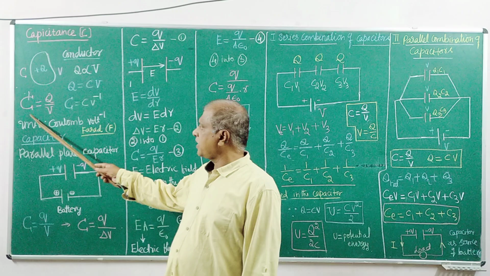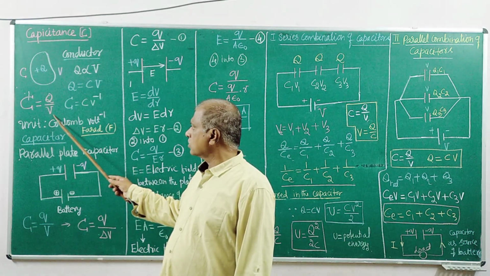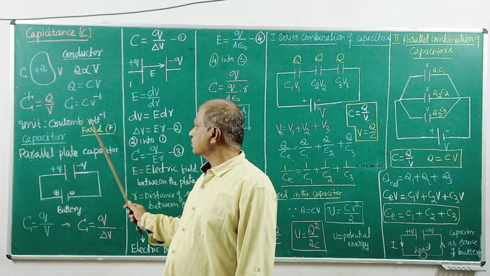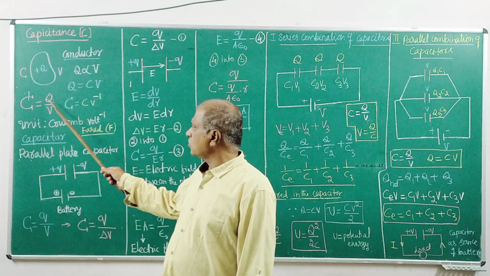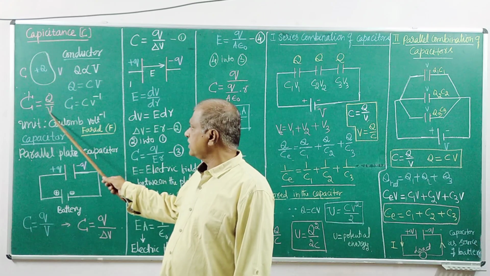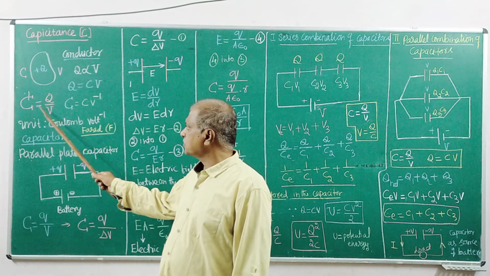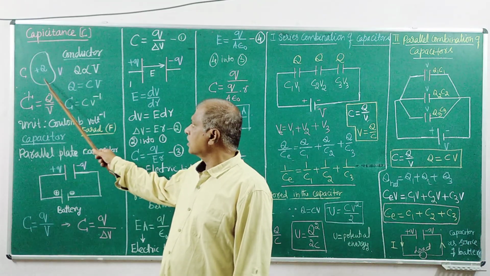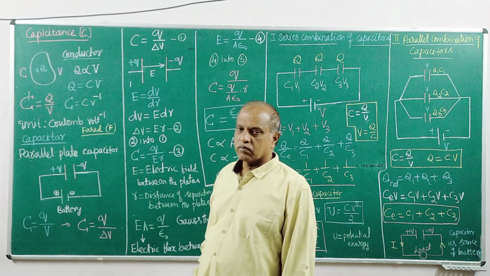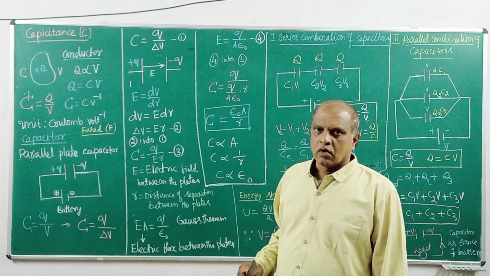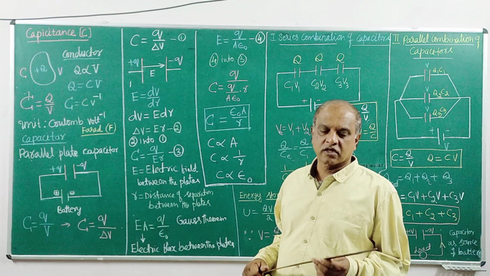We estimate this value using 1 volt of potential, that is per volt. Per volt, what is the amount of charge accumulated? V is equal to 1, C equals Q. What amount of charge that the conductor can accommodate per volt is called capacitance. Per volt, what amount of charge it accommodates, that is the capacity.